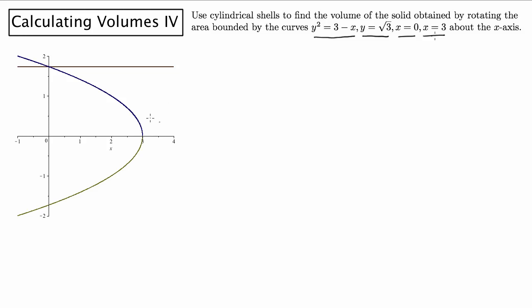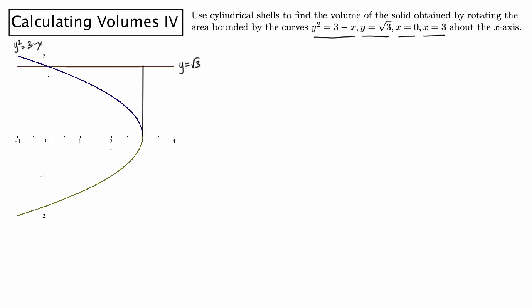First, let's talk about the x boundaries. We've got x equal to 3, which would be right there. I've also got x equal to 0, so over here. And then I have y equal to the root of 3. And I have this curve, y squared equals 3 minus x.